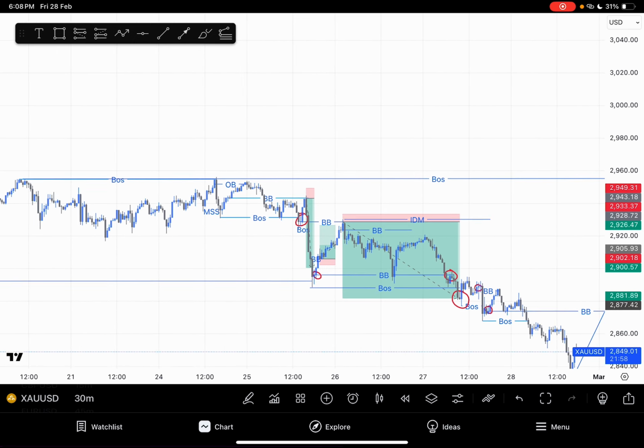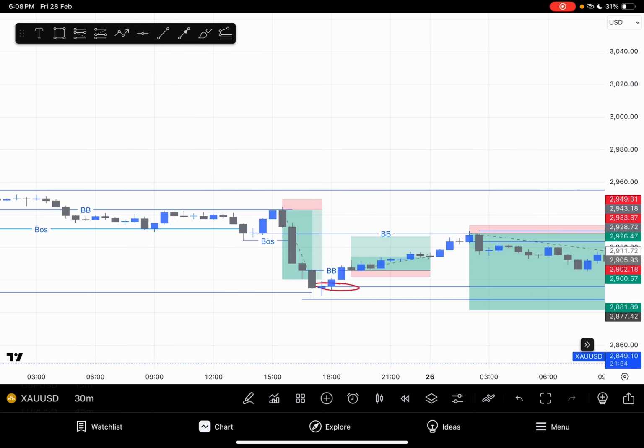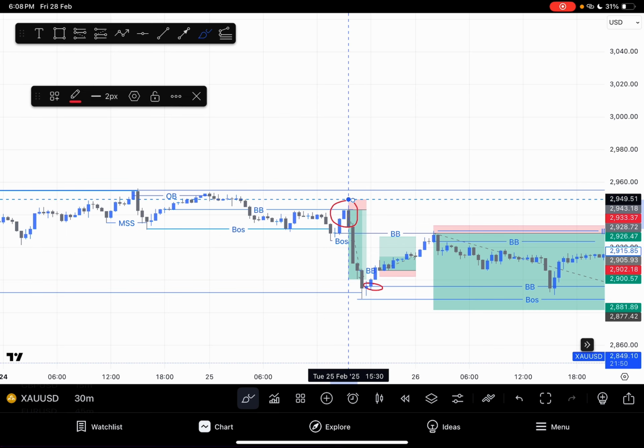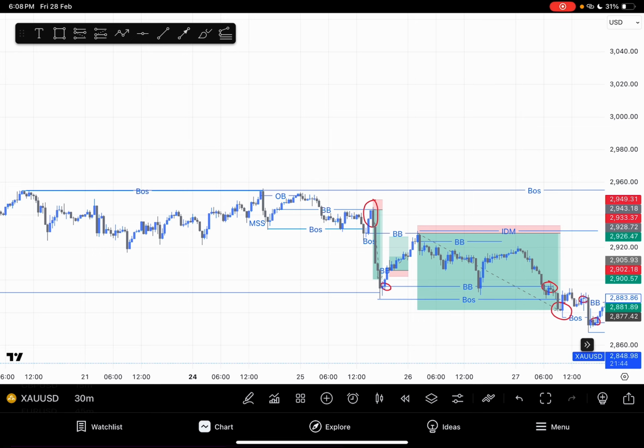you can clearly see, if you go to a higher time frame, this is an order block here. That's an order block, and you see price on gold doesn't use an order block when it's creating break of structures. Gold usually uses a breaker block and it ignores the order block most times.